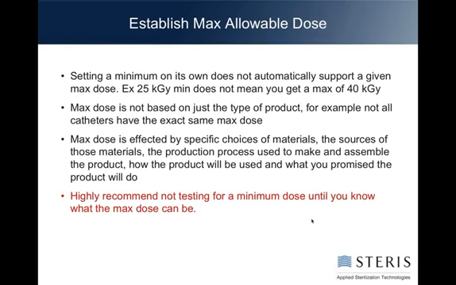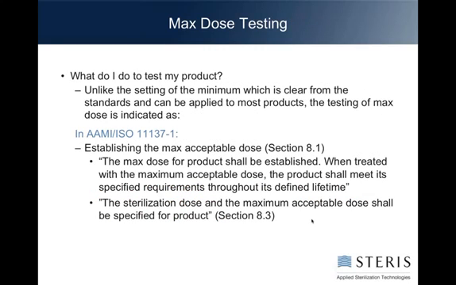Maximum dose is not based on just the type of product. For example, one catheter made by one company and another catheter made by another don't necessarily have the same maximum dose. They could, but they don't necessarily. You have to document what will work for your product. Maximum dose is affected by the specific choices of materials, the sources of those materials, the production process used to make and assemble the product, how the product will be used, and what you've promised the product will do when it's sterilized. It's a combination of all the things that your specifications say that makes your product unique for its purpose.